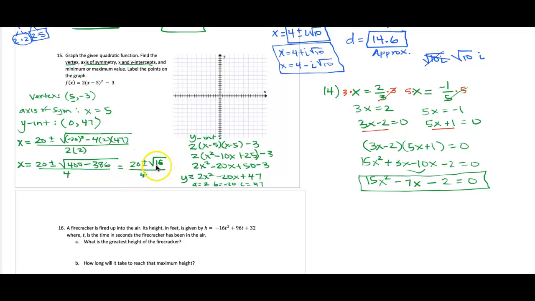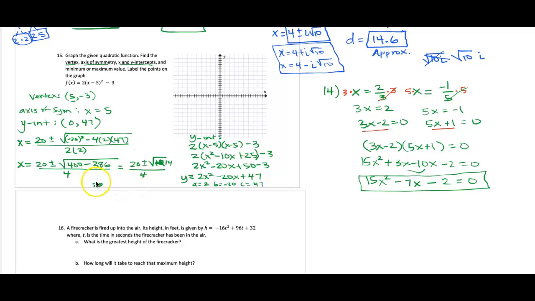And so what's the square root of 16? That would be 14. That's where I did the math wrong, right there. So it would be 20 plus or minus the square root of 14. Okay, it was 386. Okay, making sure that was the right number there.